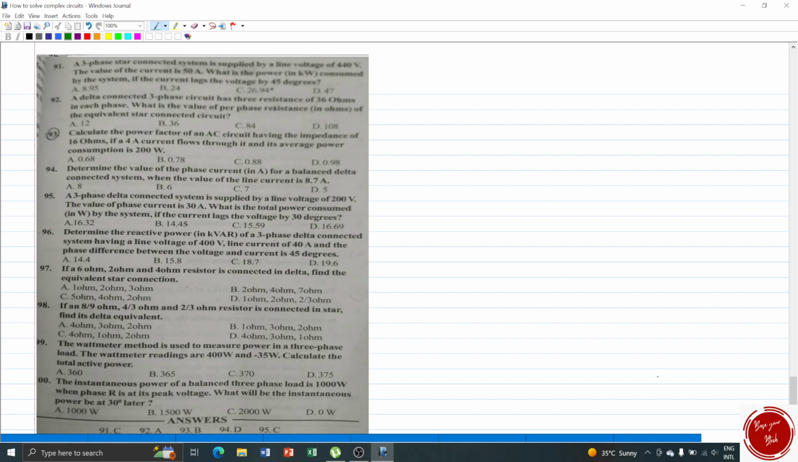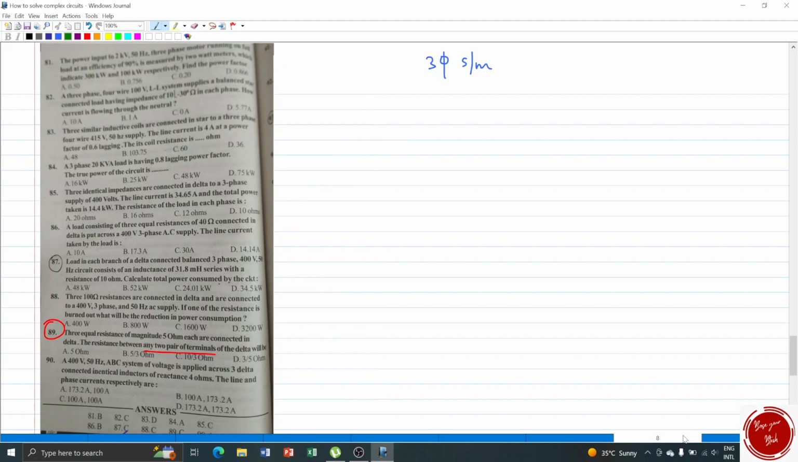But before that, I had skipped one question in the last session, which was question number 89. I was confused with this statement, any two pair of terminals. Actually, it is any pair of terminals or two terminals. Okay, so I'll read the question again.